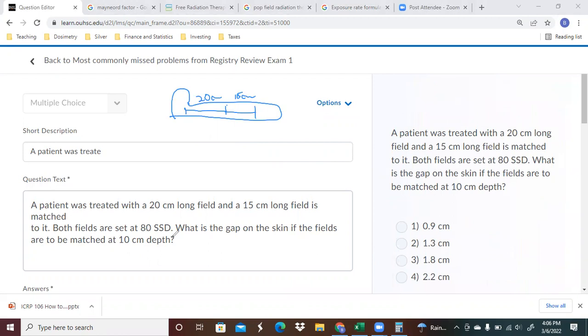I don't think it's worded very well here, but I think what this was meant to be was actually that this is now 80 cm when it's 10 cm deep in the patient, which means that the distance from here to here is actually going to be 70 cm. Let's try that. If I take 10 cm, multiply that by 70 over 80, what do I come up with?